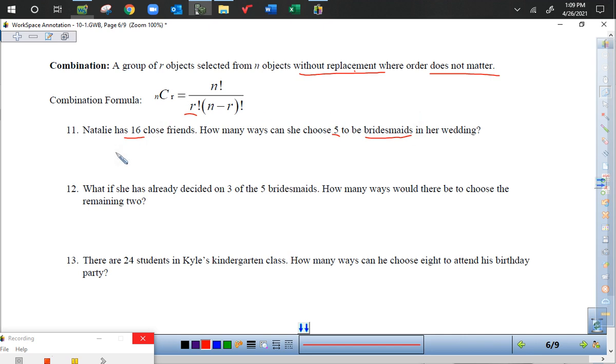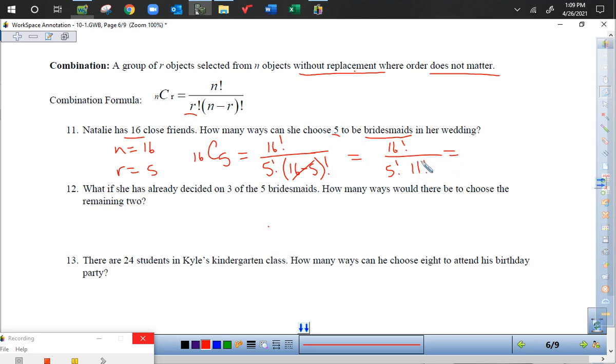So what we're going to do is decide what N is and decide what R is so we can fill this in. Remember, N is your total, so that's your bigger number. And then we're choosing 5. So this would look like 16C5. On top, we'd have 16 factorial. On the bottom, we'd have 5 factorial, and then 16 minus 5 factorial. To simplify this, I'm going to leave the 16 factorial alone for right now and just subtract this part. So here, 5 factorial stays, and then we've got 11 factorial.